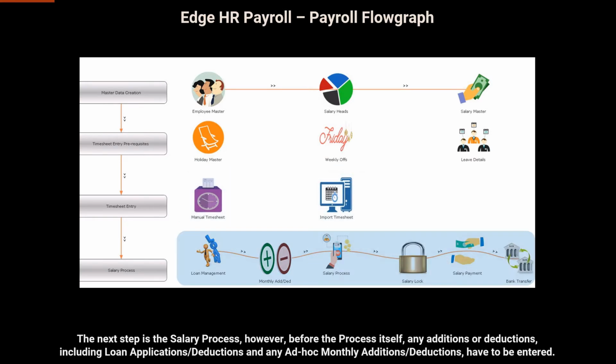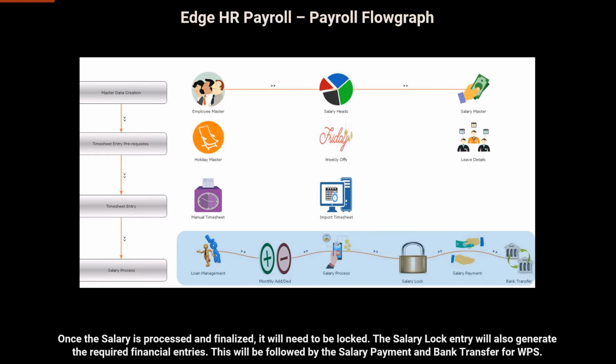The next step is the salary process. However, before the process itself, any additions or deductions, including loan applications or deductions and any ad hoc monthly additions or deductions, have to be entered. Once the salary is processed and finalized, it will need to be locked. The salary lock entry will also generate the required financial entries. This will be followed by the salary payment and bank transfer for WPS.